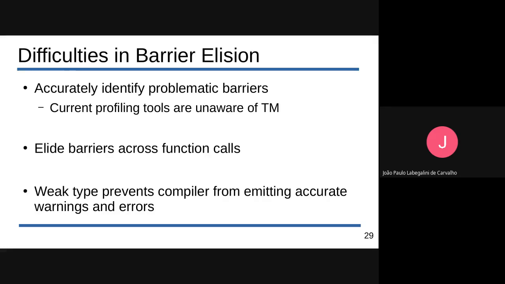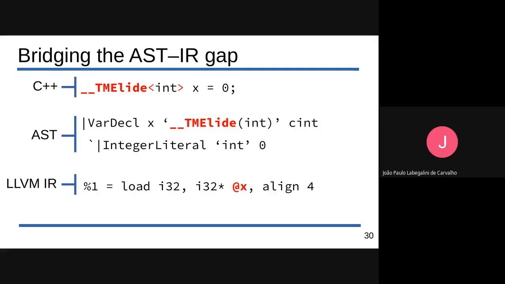In order to solve that, we need to bridge the gap between the abstract syntax tree and the intermediate representation. As we can see, the annotation is very clear to identify at the source code level or the AST level. However, the information is not present anymore at the LLVM IR level, which is used for optimization.